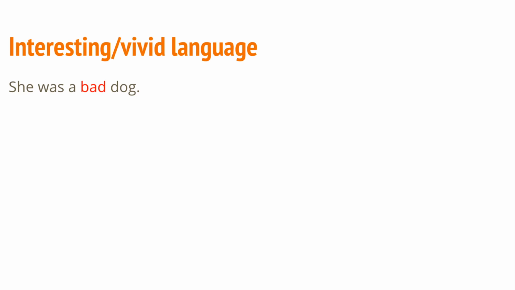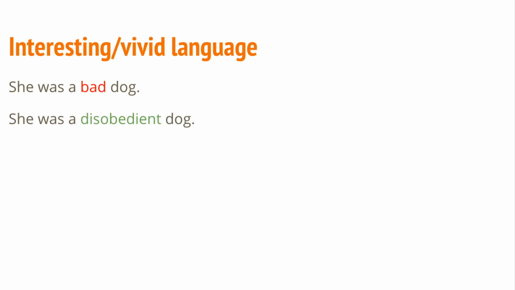So, she was a bad dog. Okay, well, first we know this is wrong. There are no bad dogs, only good girls and good boys. So in this fantasy world where there is a bad dog, well, bad how? Bad is a very basic word. It's very general. So how can we actually be more specific, use more interesting language to describe this dog?